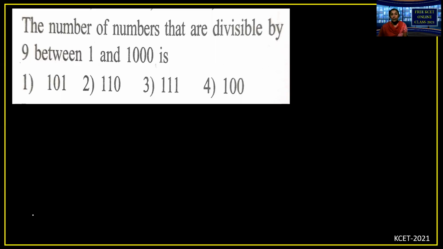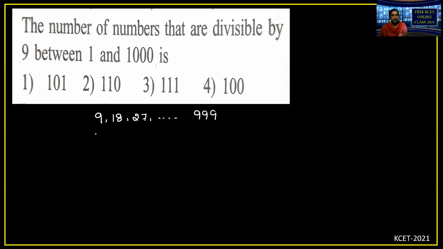Next question: the number of numbers that are divisible by 9 between 1 and 1000 is, they are asking. So between 1 and 1000 we have to calculate the number of numbers. ಎಷ್ಟು ನಂಬರ್ಗಳು 1 ರಿಂದ 1000 ಒಳಗಡೆ 9 ರಿಂದ ಭಾಗ ಆಗುವಂತ ಸಂಖ್ಯೆಗಳು ಎಷ್ಟಿದೆ ಅಂತ. ಸೊ 9 ಇಂದ ಭಾಗ ಆಗುವಂತ ಸಂಖ್ಯೆಗಳು 9, 18, 27, so on up to the last term of this sequence, which is 999. So 1000 ಹಿಂದೆ ಬರುವಂತದ್ದು 999.